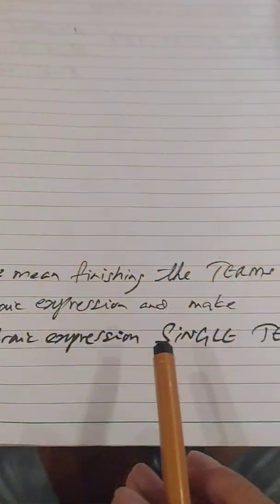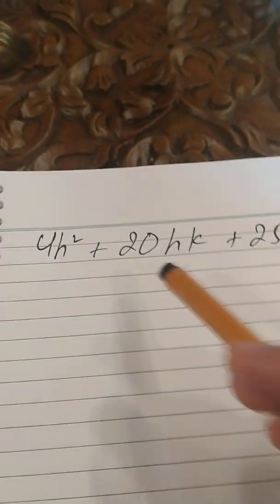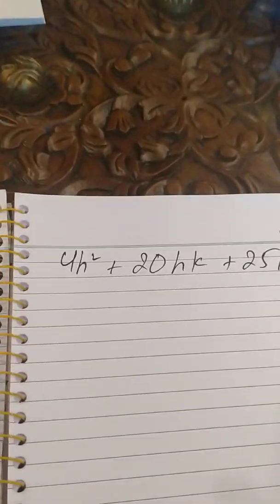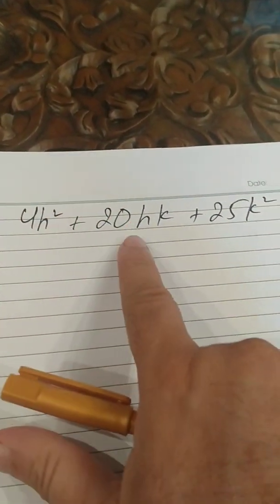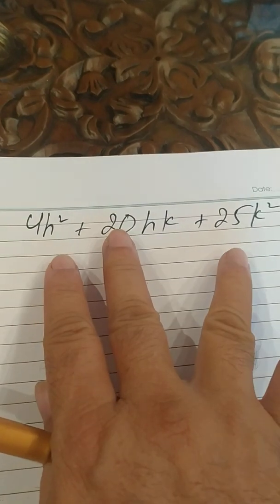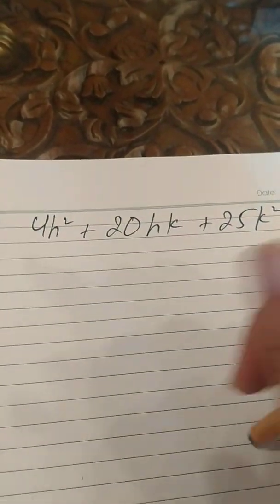finishing the terms. What are terms, guys? The parts of an expression separated by plus or minus. So when the teacher says factorize the algebraic expression, it means finishing the terms of the algebraic expression and making the algebraic expression a single term. So the teacher will definitely give you an expression with more than one term.